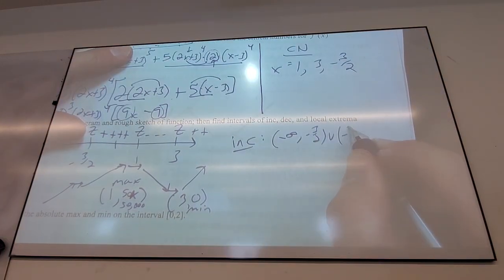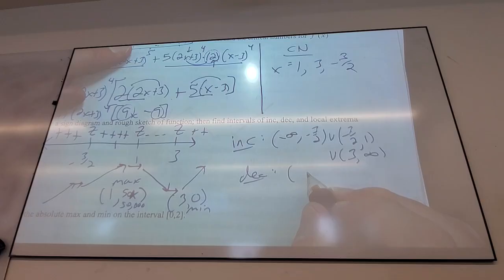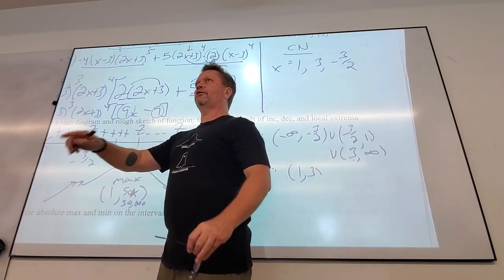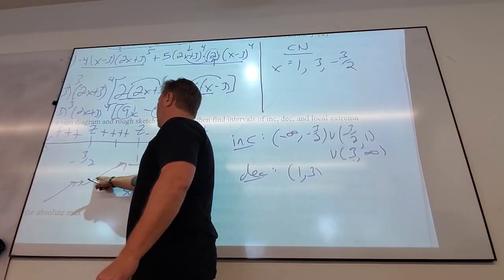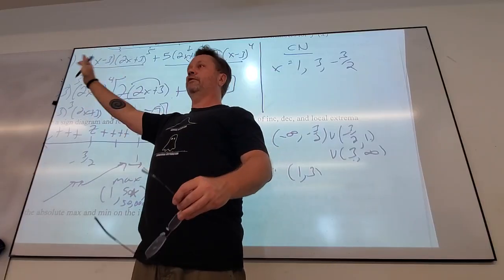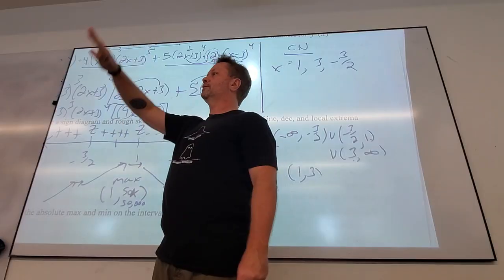And then from negative 3 halves to 1, and then from 3 to positive infinity. So the only place it's decreasing is from 1 to 3. So we already know, if I make these arrows a little more curvy, I can kind of trace it out. And I know this is a polynomial, so it's not going to have any weird places. I know it's going to look like the Loch Ness Monster.